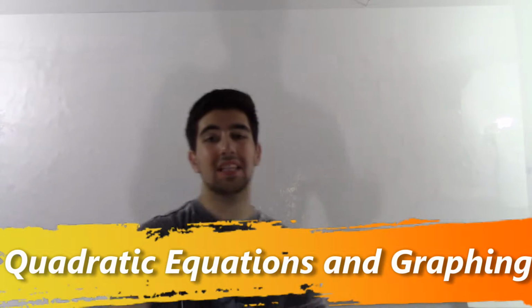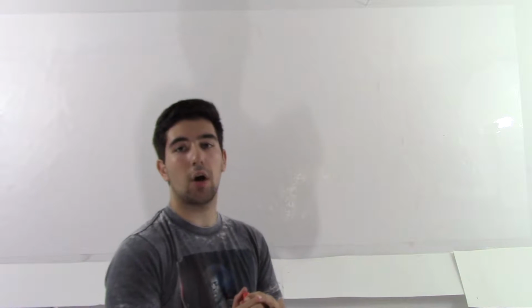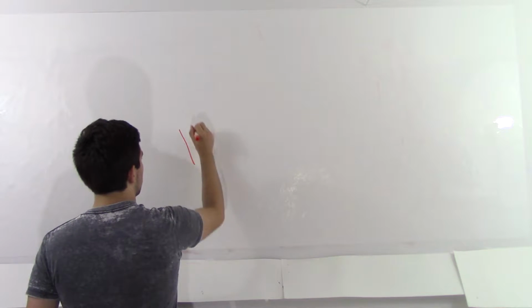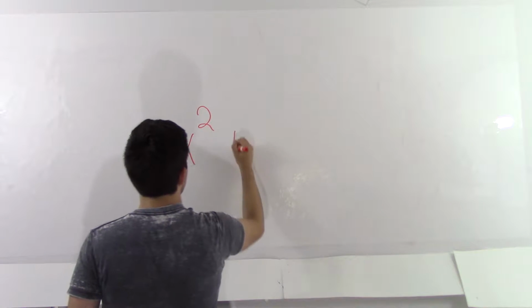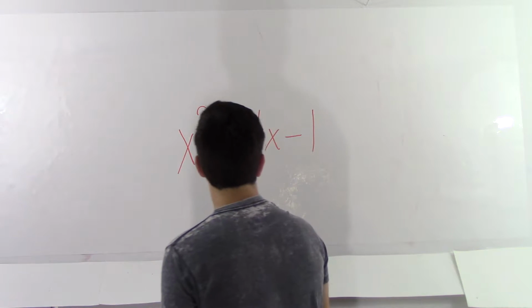So we know what a linear equation is, and we know what a linear graph looks like. Now it's time to learn about something called a quadratic and what it looks like on a graph. Basically, a quadratic is any polynomial that's to the second degree. Usually, it's going to look something like x squared plus 4x minus 1.